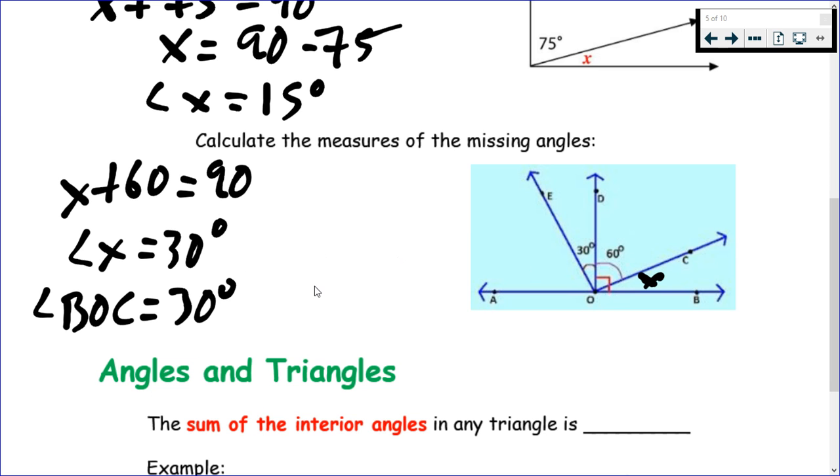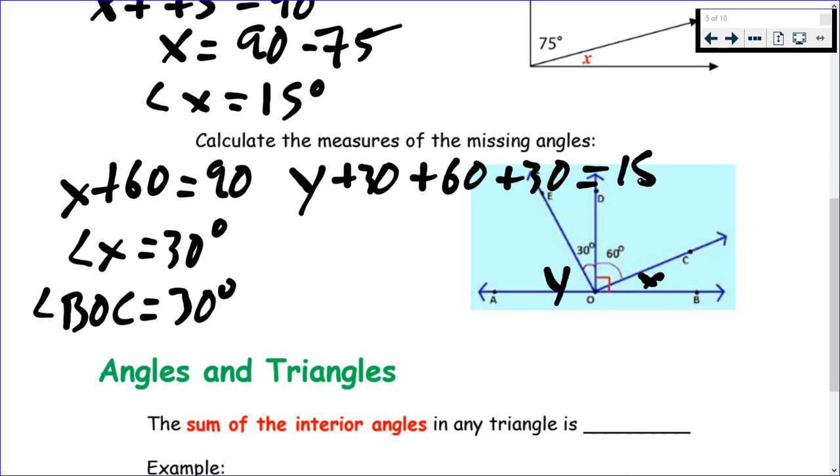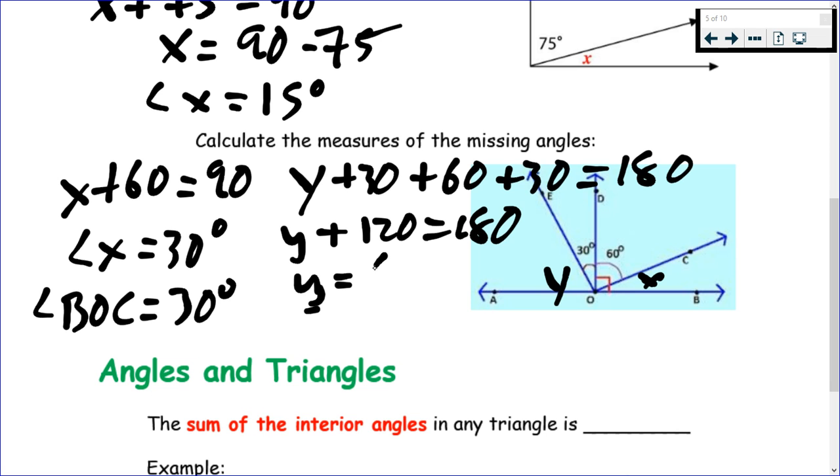All right, we now know most of our angles except for this one here. Let's call that Y, and let's solve that using supplementary angles. I know that across here is a straight angle, 180 degrees. If I add up all these values, I'll get 180. So let's add them up: Y plus 30 plus 60 plus 30 equals 180. We can collect like terms and tidy this up a bit. 30 plus 60 plus 30 is 120, so Y is equal to 180 minus 120, which is 60. So angle Y is 60 degrees.